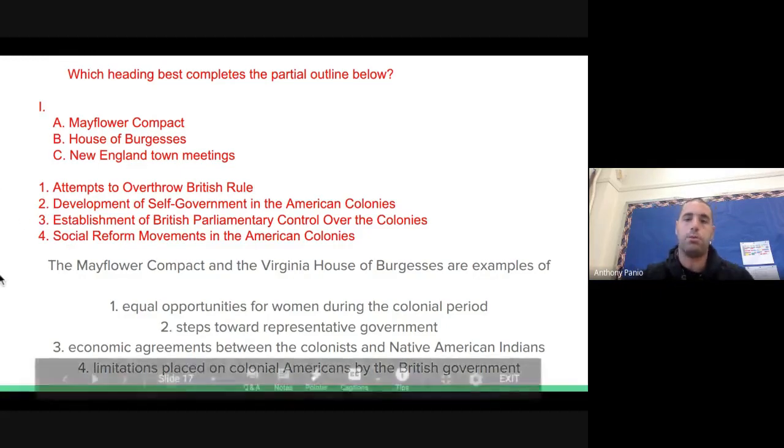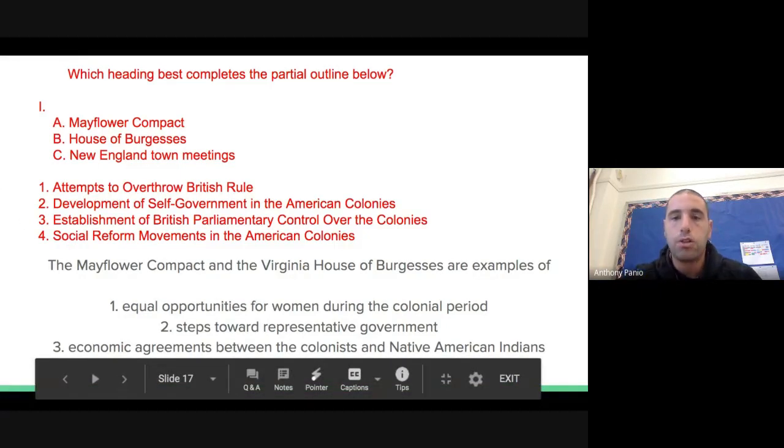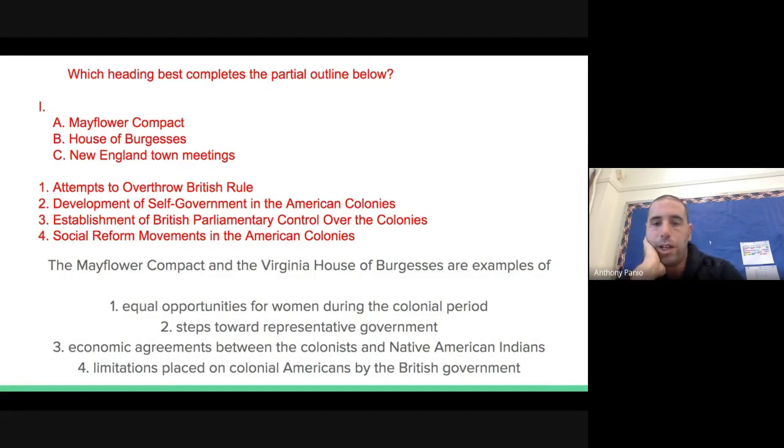Is it 1, attempts to overthrow British rule? 2, development of self-government in the American colonies. 3, establishment of British parliamentary control over the colonies. 4, social reform movements in the American colonies. Which one do we think is the best answer?